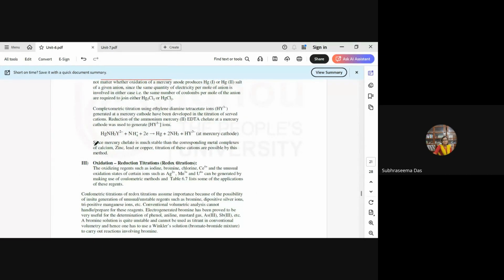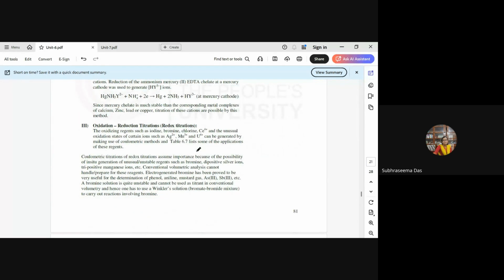Complexometric titrations using EDTA generated at a mercury cathode have been developed in the titration of several cations. The reduction of the ammonium mercury EDTA chelate at a mercury cathode was used to generate the HY3-. Since the mercury chelate is much more stable than the other metal chelates, the titration of these cations is possible by this method.